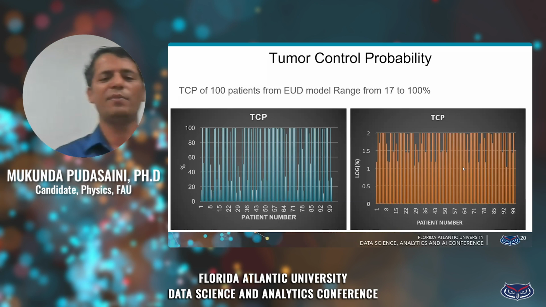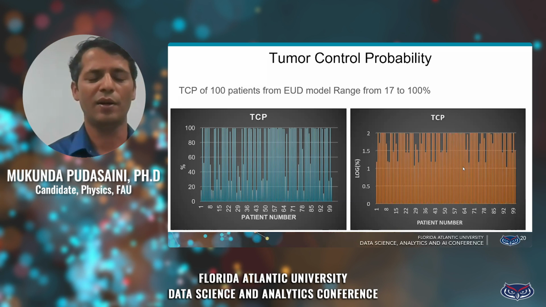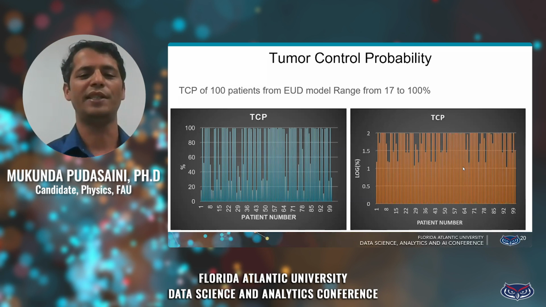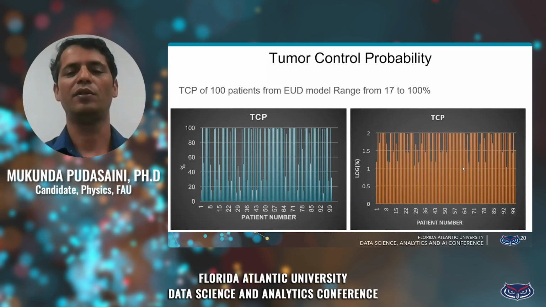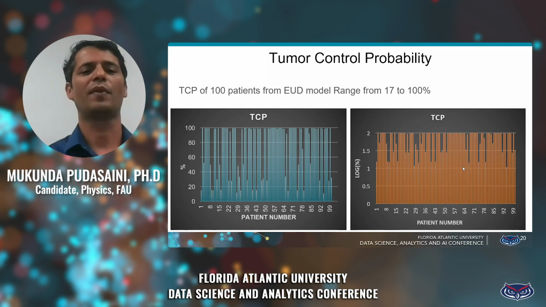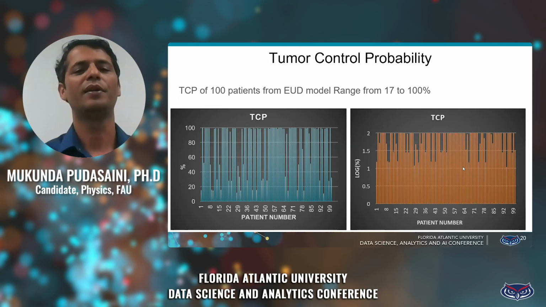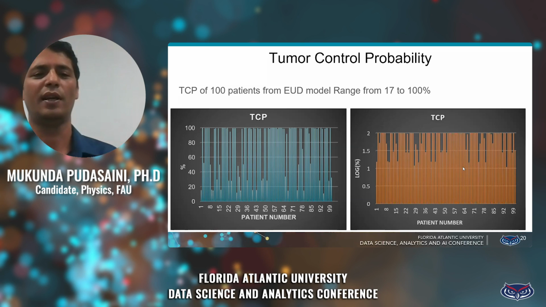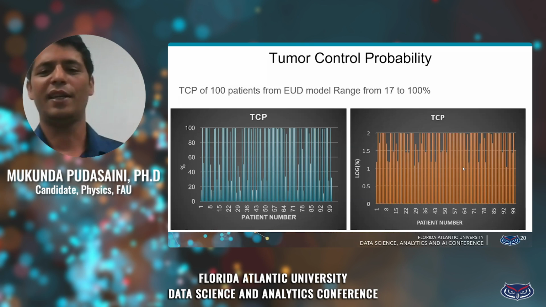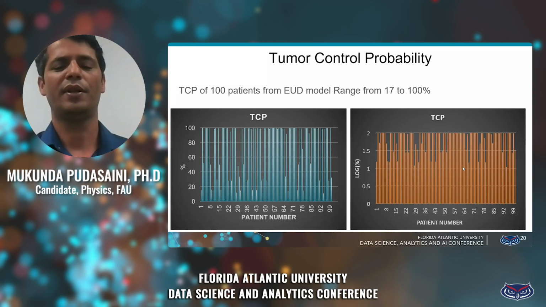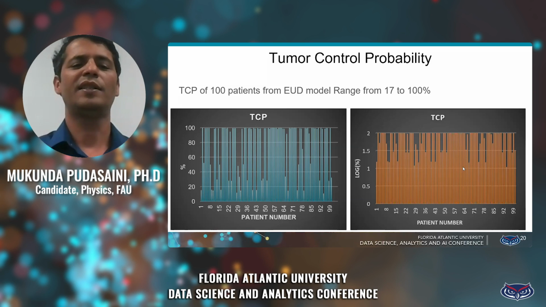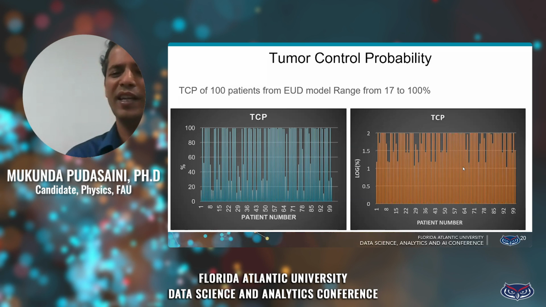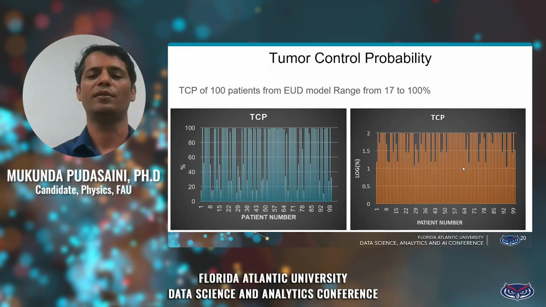The smaller TCPs indicate that the treatment plan was palliative rather than curative. But for the curative treatment plans, the TCP were near 100% value. Most of the cases were above 90%. On the right side, the orange diagram is the same TCP plotted in the logarithmic scale for a different view.